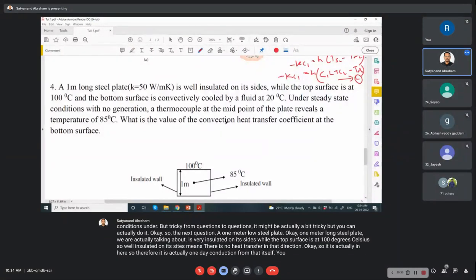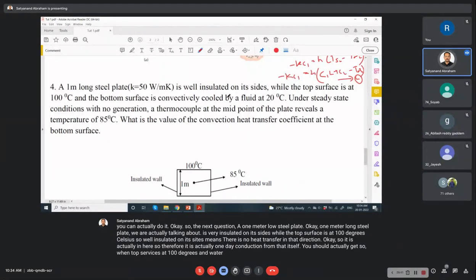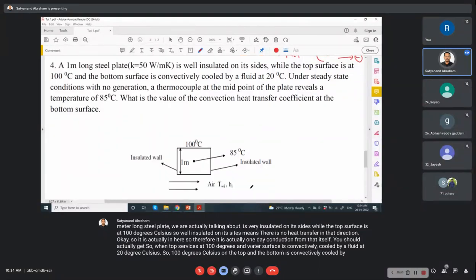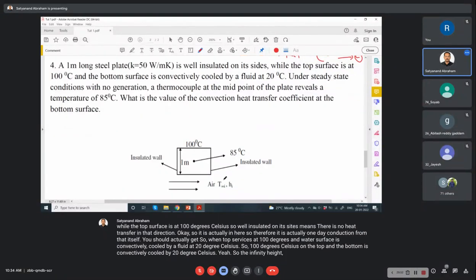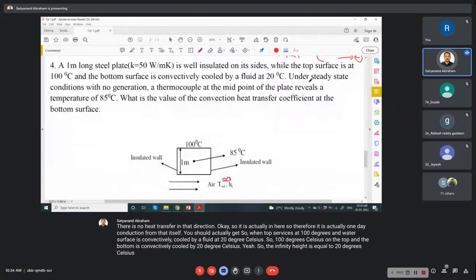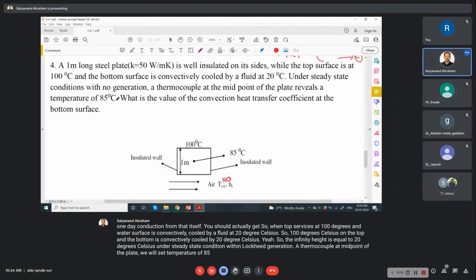The top surface is at 100 degrees and the bottom surface is convectively cooled by a fluid at 20 degrees Celsius. So T infinity is equal to 20 degrees Celsius. Under steady state condition with no heat generation, a thermocouple at the midpoint of the plate reveals a temperature of 85 degrees Celsius. What is the value of the convection heat transfer coefficient at the bottom surface?